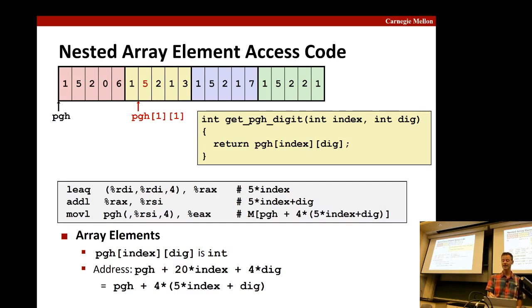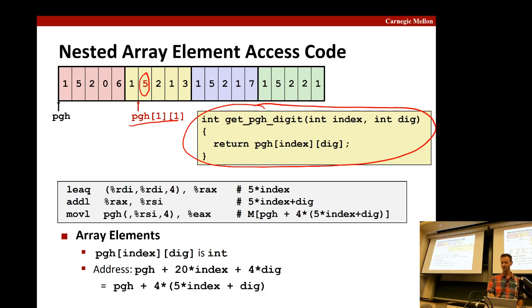So this is just an example. If you have this C code here, I want to return a particular digit within a particular index. So if I want PGH11, then it's going to return me this 5, and it's going to just do that calculation, very similar to the calculation shown before.